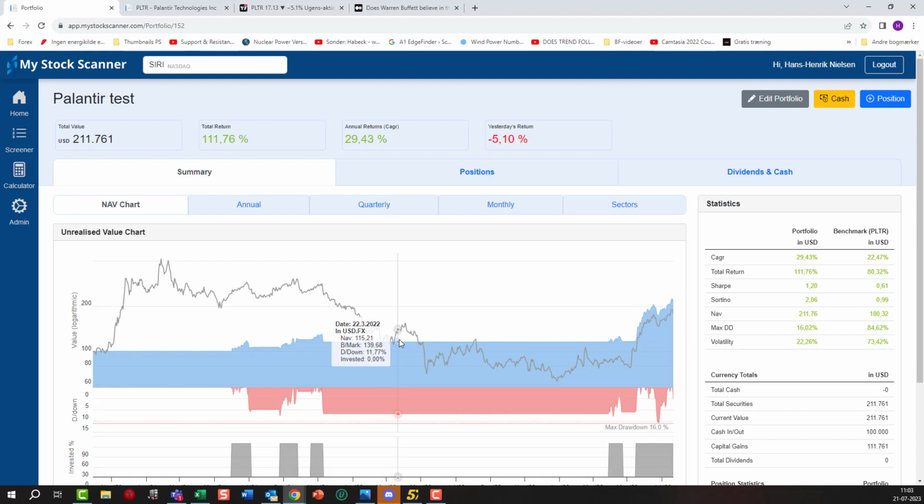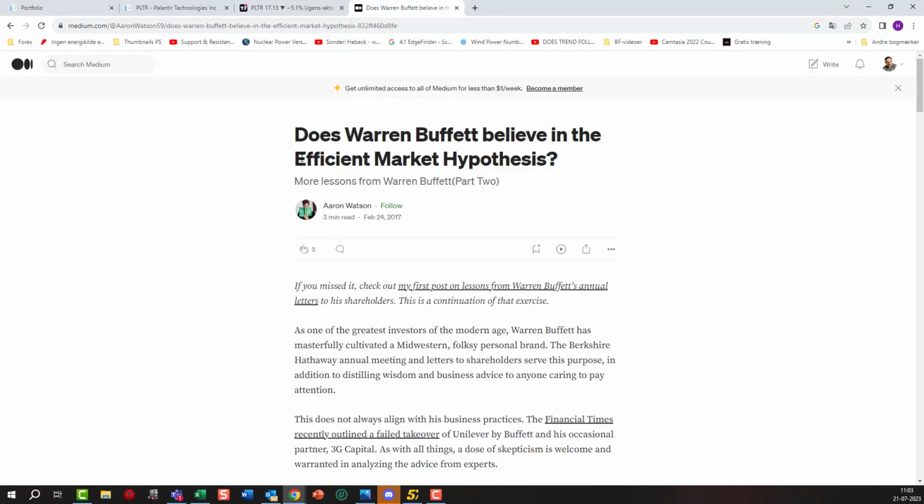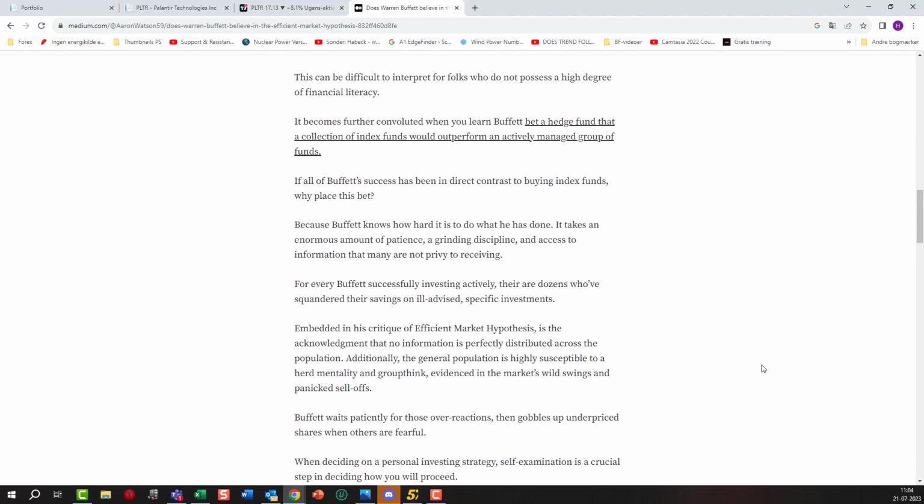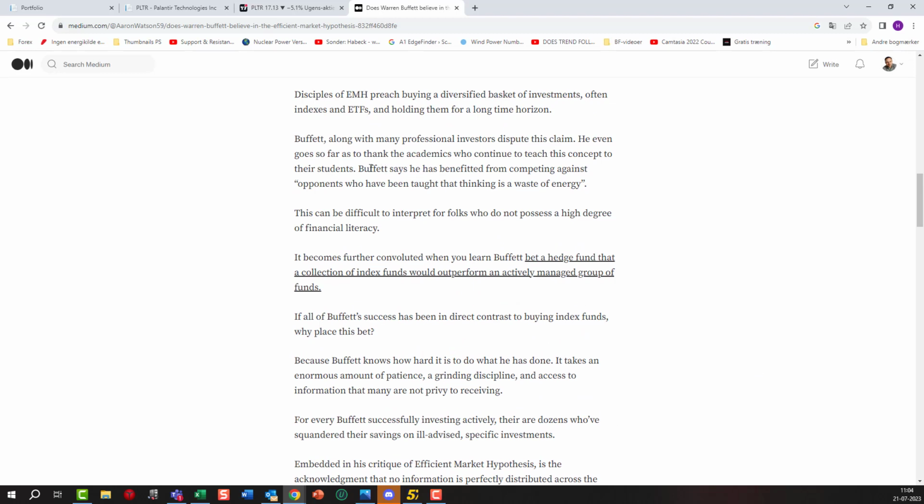But to the people that say it is impossible to time the market, some of these people also believe that Warren Buffett is a great investor. And the theory that it is not possible to time the market is called the efficient market hypothesis. And that really says that all knowledge that is available is already priced into the market. And what Warren Buffett actually says is, let me just find it.